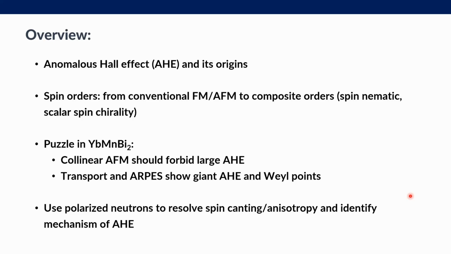Then this will lead us to the puzzle in the ytterbium compound, because the system is reported to be a collinear antiferromagnet. So by symmetry, it should forbid a large anomalous Hall effect. But experimentally, the transport and pulse measurements actually show a giant anomalous Hall effect, and also the Weyl points in the band structure. So this motivated us to use polarized neutron scattering to try to reconcile these contradictory observations, to resolve the spin canting and also the spin anisotropy. And eventually we established a new mechanism for the anomalous Hall effect in the system.